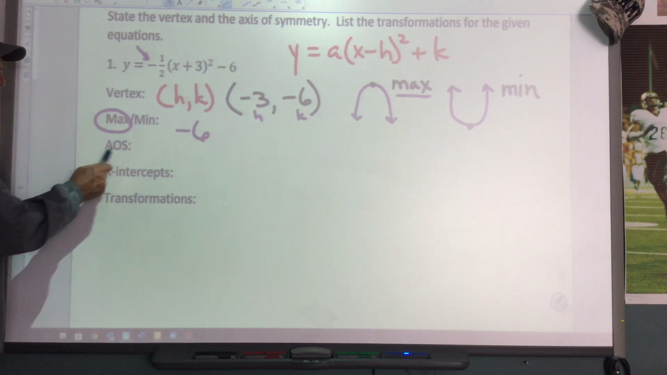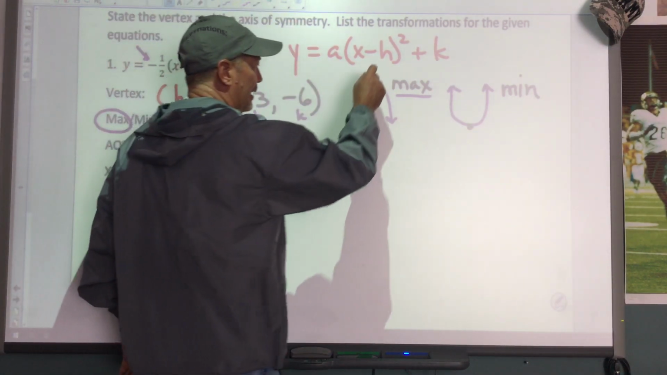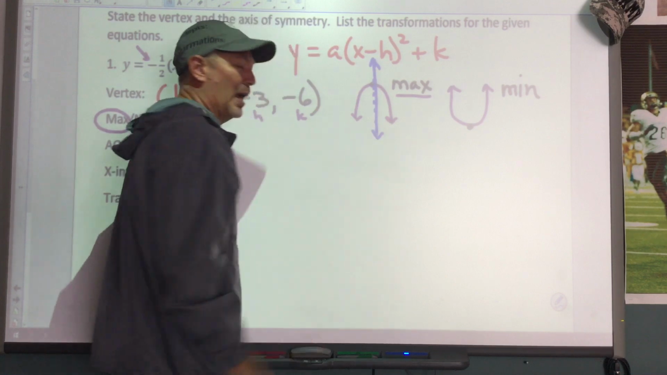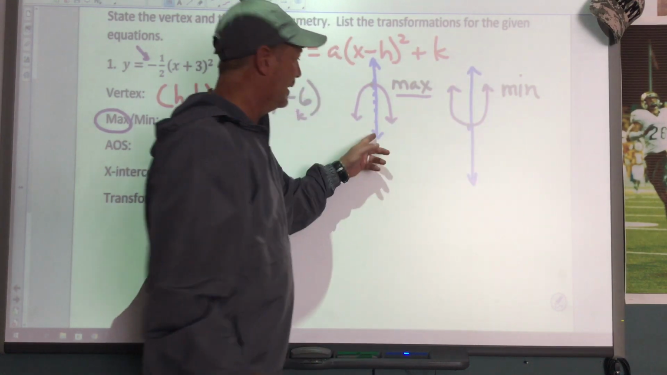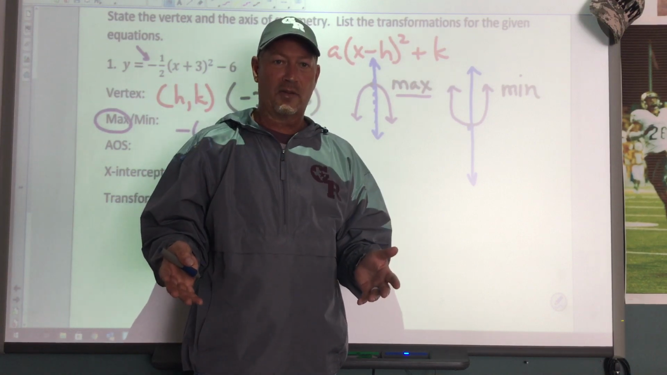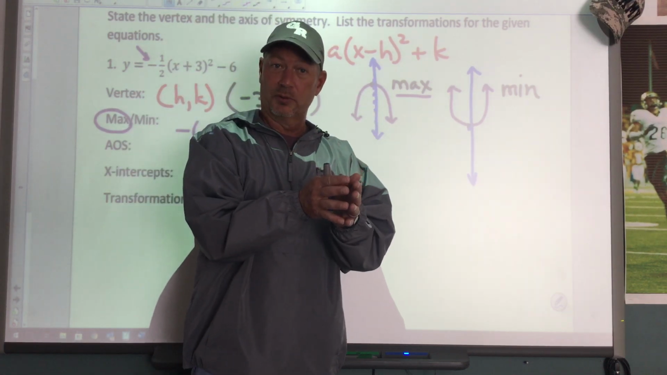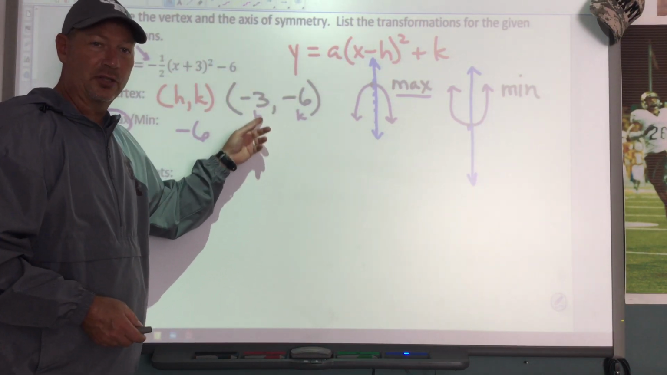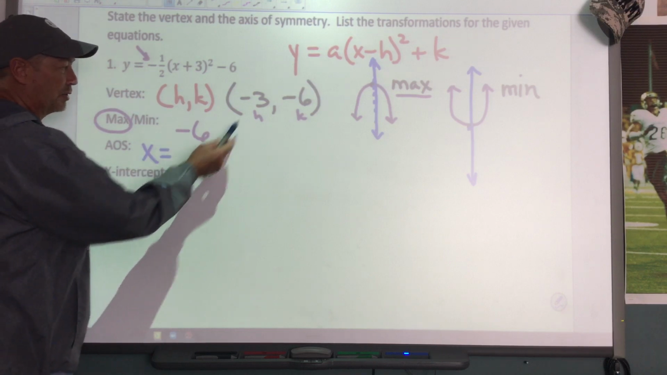They're going to ask you for my axis of symmetry. The axis of symmetry is the imaginary or invisible line that splits the parabola in half. It goes right down the middle of the vertex, right down the middle of the graph. And it's a line, so we write it as an equation of a line. You can't just write a number, so you have to say x equals, and what number's in the x location? -3. So you would tell me my axis of symmetry is x equals -3.